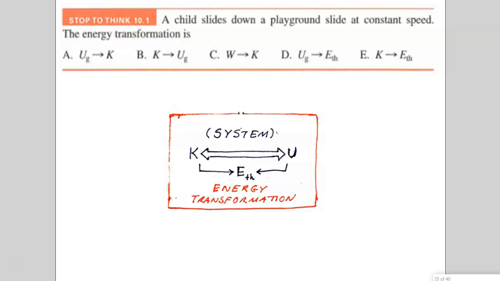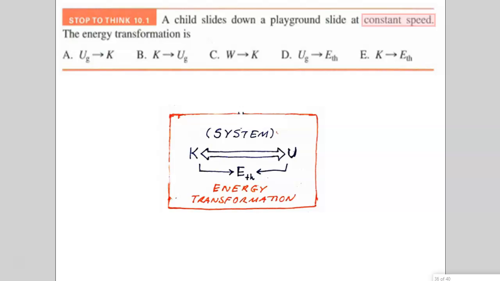So let's see if we can use our new knowledge of energy basics to answer this question. A child slides down a playground slide at constant speed. The energy transformation is, and they give us 5 choices. First thing to recognize is we're talking about an energy transformation. So we're dealing with changes in energy inside of the system. We can have potential into kinetic, kinetic into potential, or either one of those into thermal energy.